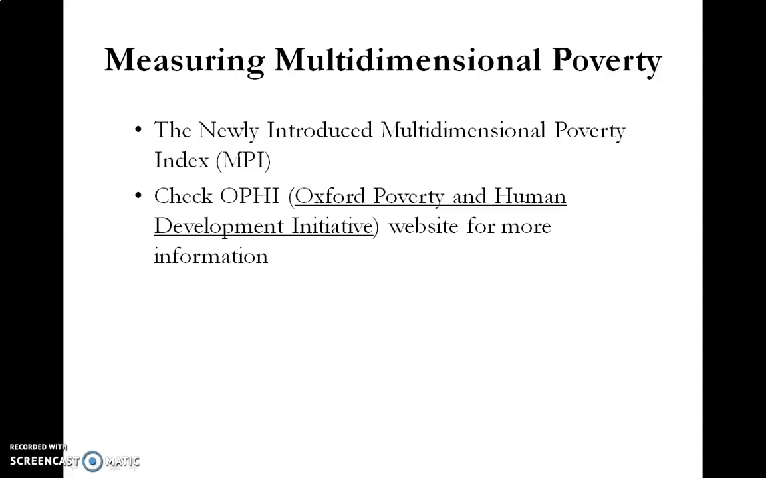If you think back to the very first slide on poverty and measuring poverty, I expressed the difficulty when it comes to measuring poverty because poverty in itself is multidimensional. So there are other indices which try to be more comprehensive in how they look at poverty, and one such index is the Multidimensional Poverty Index, or the MPI. You can go to the OPHI website to check out more information on it.